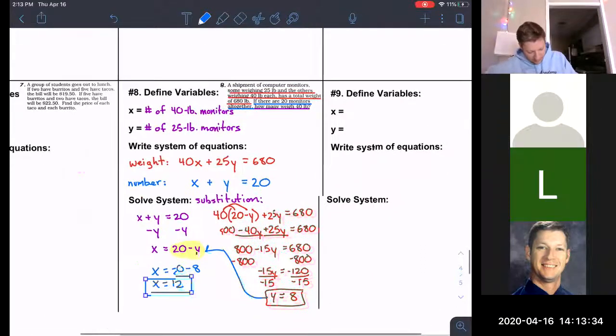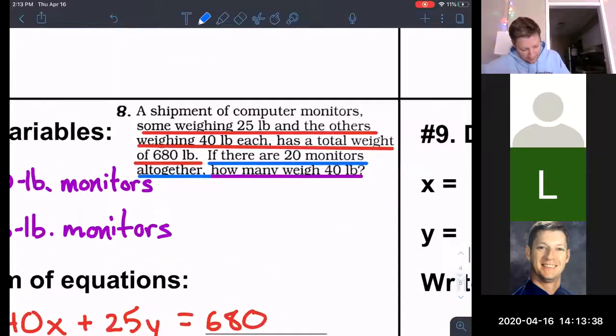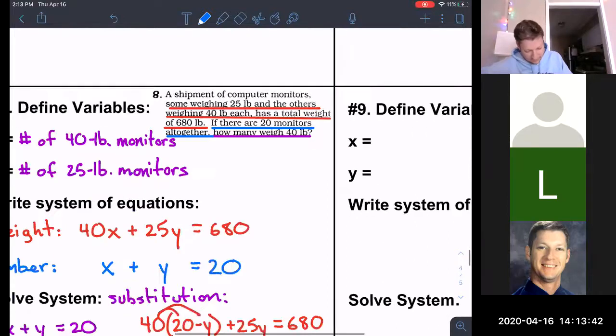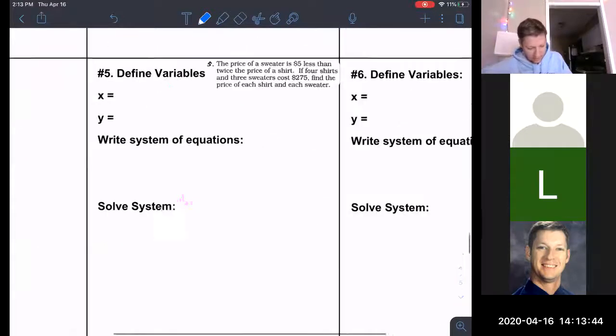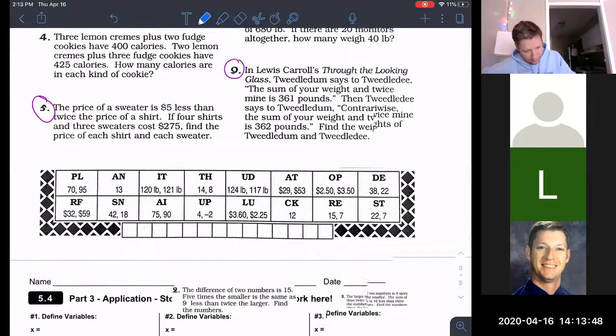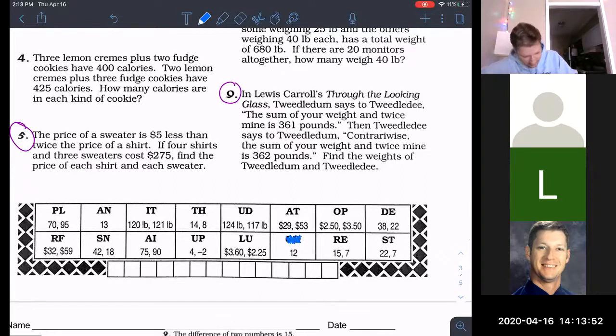So, all right, we're looking for the answer, and this tripped me up the first time when I was talking about the other class. The answer we're looking for is not 12 and 8, it's just 12, because they just want to know how many 40-pound monitors there are. So we go up here, we look for an answer of 12. Okay, there it is.